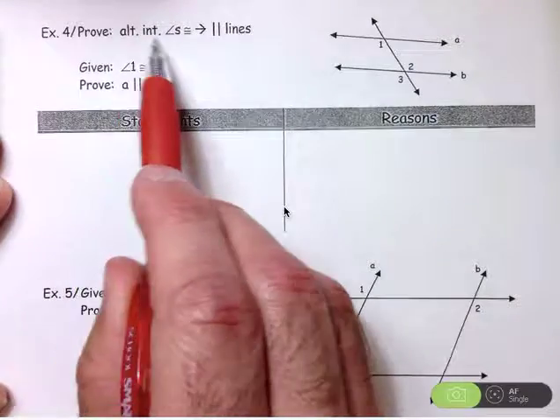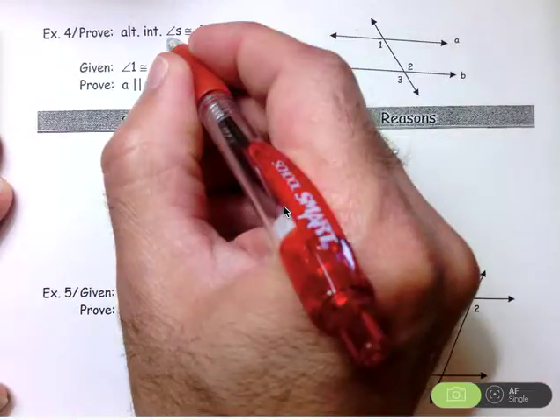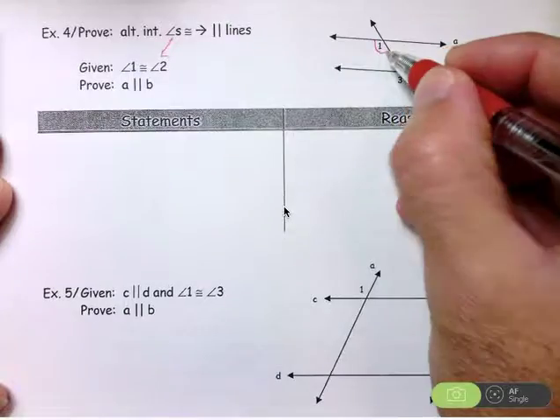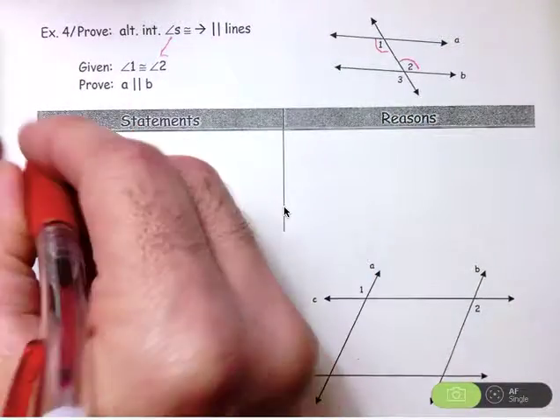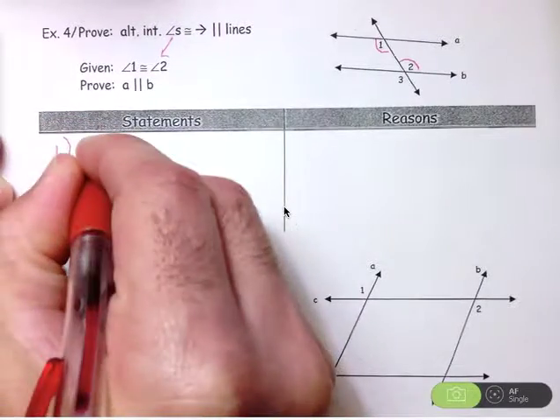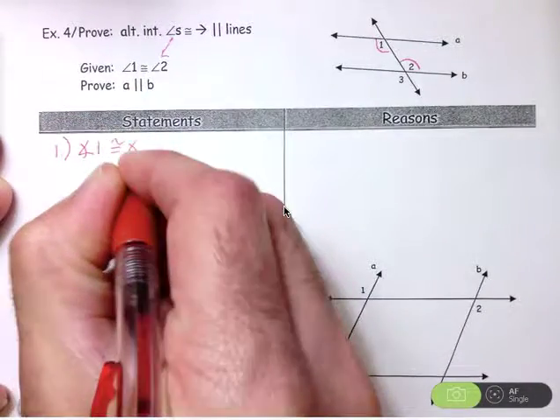Knowing that alternate interior angles are congruent, like angle 1 and 2, my conclusion is to make A parallel to B, to make that argument. So I'm going to start with angle 1 is congruent to angle 2. That's the given.